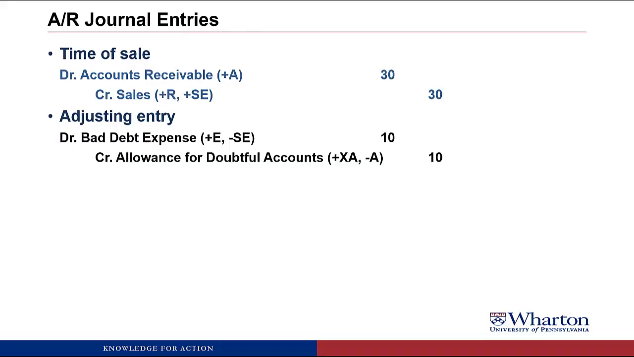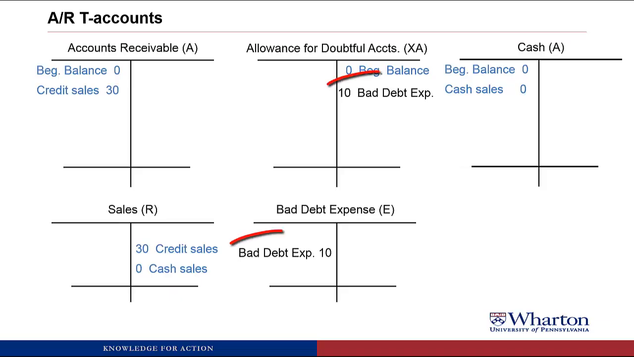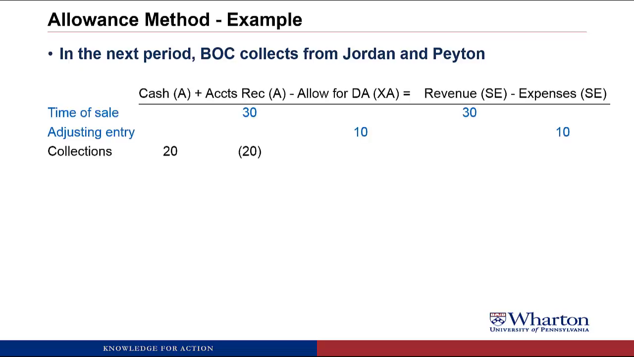So this journal entry will be posted to T accounts. So bad debt expense increases the allowance for doubtful accounts on the credit side, increases bad debt expense on the debit side. So we would post a 10 in both places. And then continuing on with the example, in the next period, BOC collects the cash from both Jordan and Peyton. So what we have here is cash is going to go up by 20 because we get 10 from each. And the accounts receivable go down by 20 because we no longer are owed that money by Jordan and Peyton.